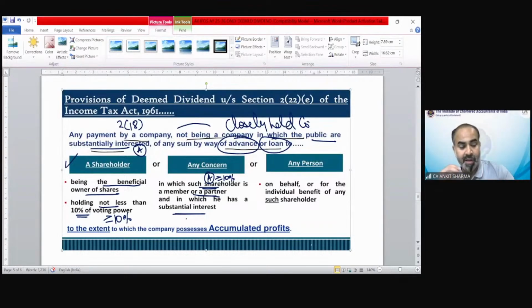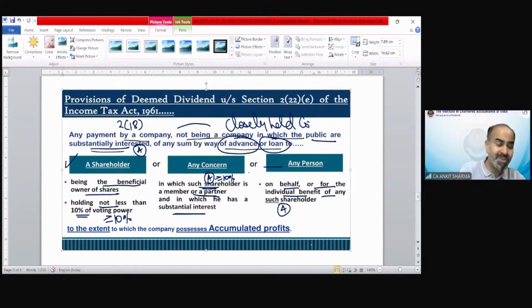So if that closely held company transfers a loan or advances to any organization in which that shareholder, who is having 10% or more shares of that closely held company, also has a substantial interest in that firm or company, we will assume that it is a deemed dividend in the hands of Mr. A or any other person, indirectly on behalf or for the individual benefit of any such shareholder.